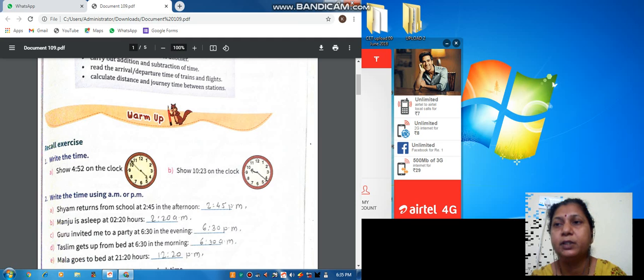52 means 10 fives are 50, and each line indicates 1 minute, right? So here 10 fives are 50 and 2 lines, that is 52. Okay, that means the time is 4:52.